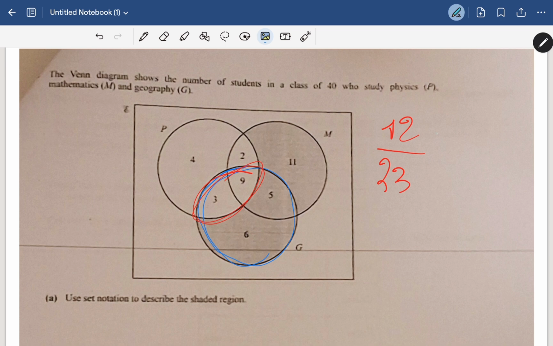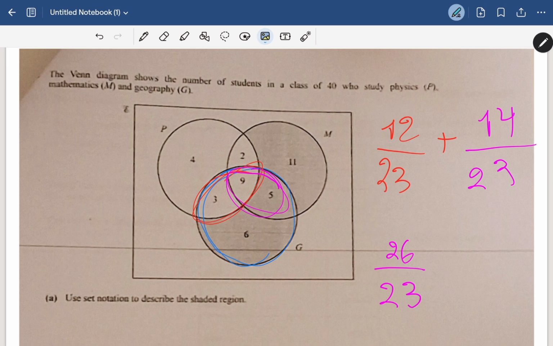So 12 over 23, plus the probability that he is studying math, if he's taking geography, which is 9 plus 5, 14 over 23. And then if you add it, you are going to get 26 over 23. But again, we have an issue.